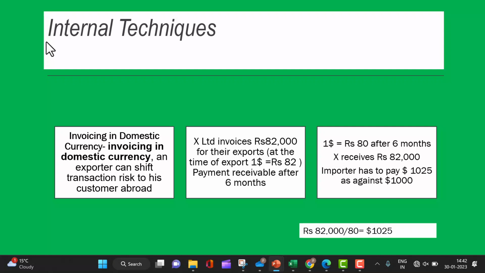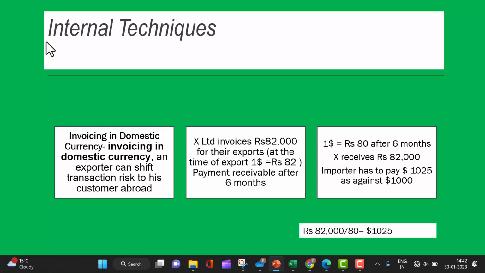But this may or may not be possible at all times. Nobody may be willing to accept a rupee invoice. If you're in the US or England, you will want the invoice in dollars or pounds, so that you can pay in your own country's currency rather than the currency of India. We can always do anything, but the only thing is it should be acceptable to the other party.